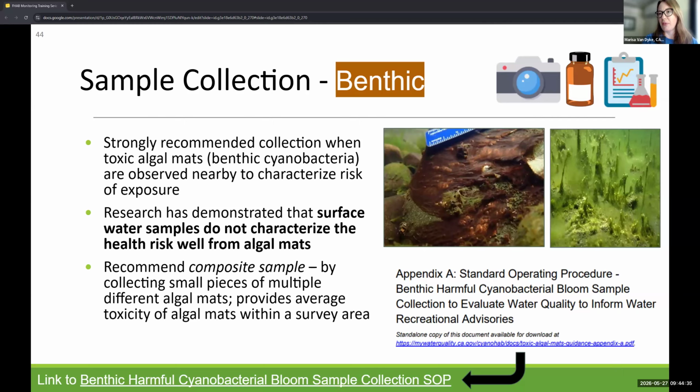And benthic sample collection is particularly important when it's present because dogs and children are often drawn to this material. Dogs seek it out because of the way it smells. Children sometimes like to play with it, particularly when it's in the shoreline, when they're just kind of waiting and playing with it. So if you want to have a little bit more background on benthic mats, please check out course number 3.